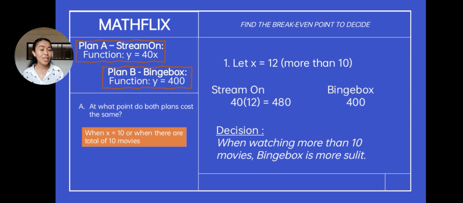So your decision here is, when you watch less than 10 movies, then Stream On is better. But when you watch more than 10 movies, Binge Box is better. So it's up to you. Which do you prefer, watching more than or less than 10 movies? So class, did you get our discussion? Have you been able to follow? Very good.